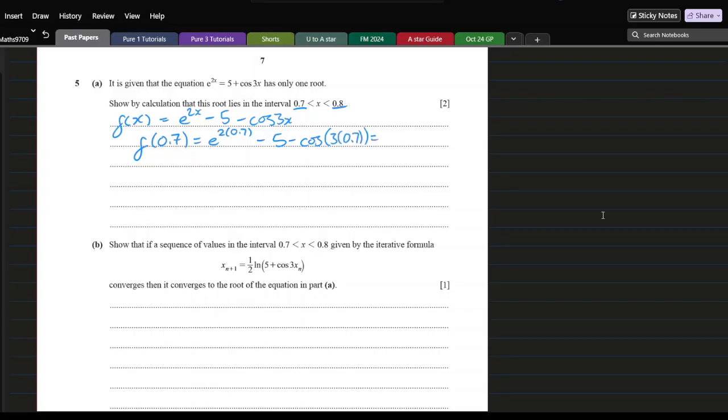So let's punch that into the calculator. That's e to the power 2 times 0.7 minus 5 minus cos 3 times 0.7, and that gives us negative 0.43995, and so on. Alright, let's do the same for 0.8.